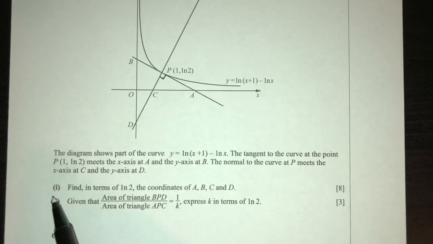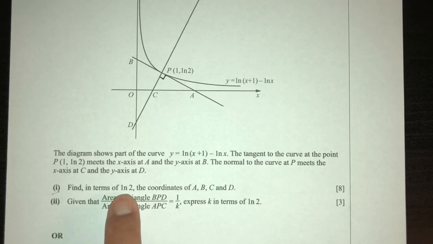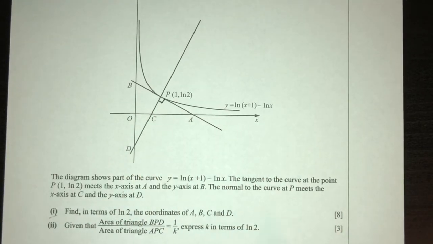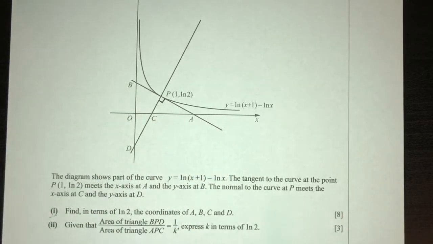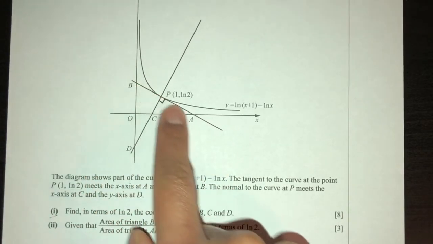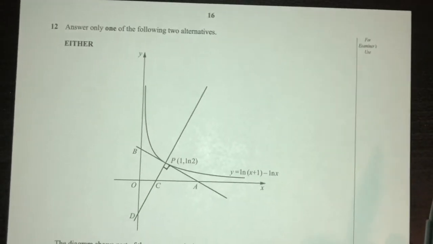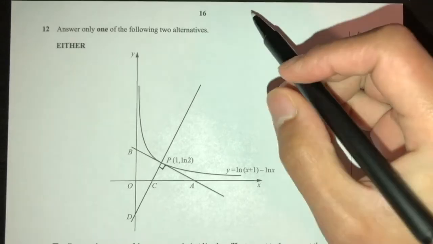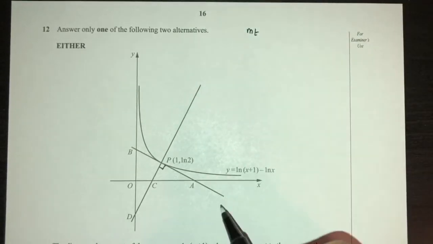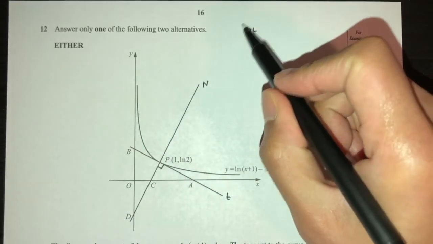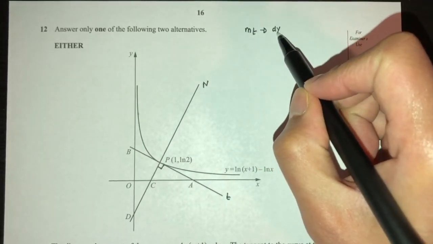Now part 1, we have to find in terms of ln 2 the coordinates of A, B, C, and D. So we have to find these points A, B, C, D. First things first, to find A and B, you must first find the equation of the tangent, right? And then we can find these two. So how would you find the equation of the tangent? First you have to find the gradient of the tangent. So let's label this as T. This is the normal, right? To find the gradient of the tangent, you first have to find dy by dx.